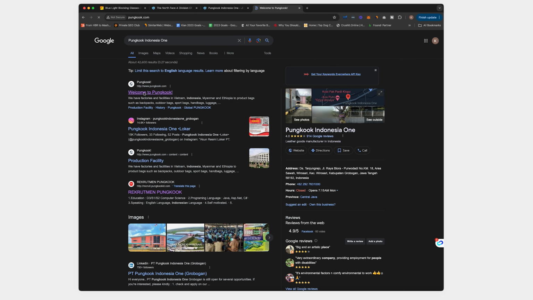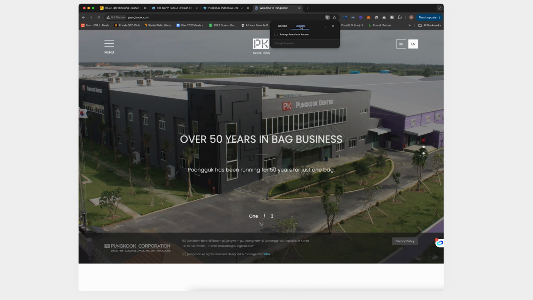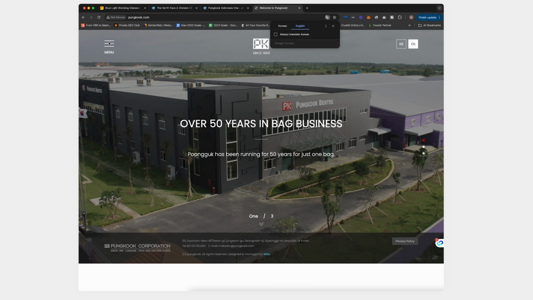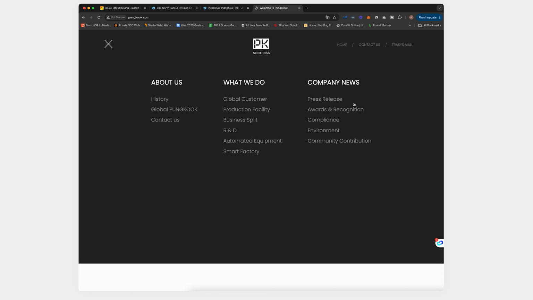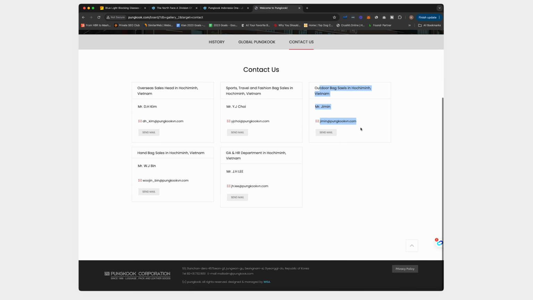So if I click on this, I can go direct to their website. Click on English, menu, so contact information, and here, outdoor bag sales. I have the name and the email address of the factory which manufactures for the North Face. So that's super, super important and easy information to access using Import Yeti.